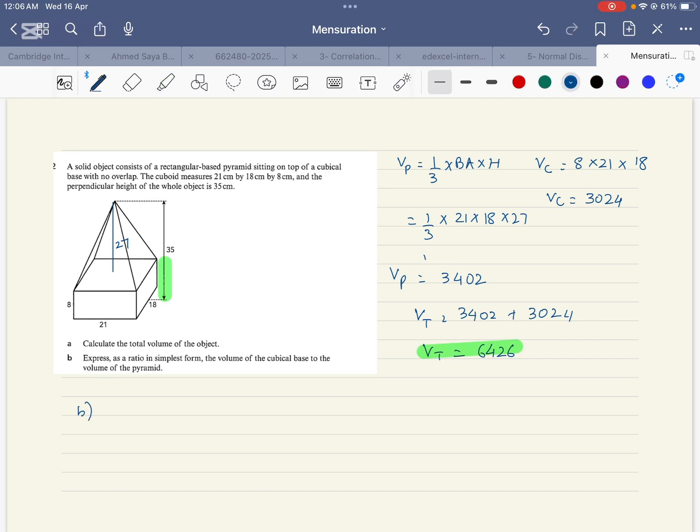Part B says calculate as a ratio in simplest form the volume of the cuboid base to the volume of the pyramid. Cuboid base volume 3024 to the volume of the pyramid. This was the reason why I calculated both of them separately. So 3024 divided by 3402 gives me 8/9. Answer.